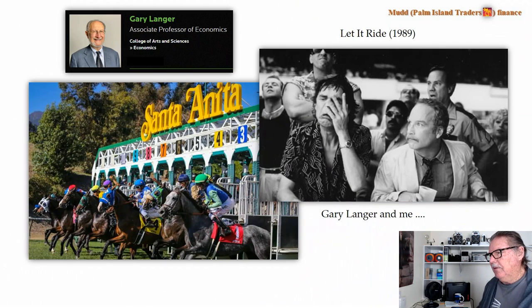Now, the person who really wrote the model is Gary Langer, who's pictured up here. It appears that he's still at the University of Rochester in Chicago at the College of Arts and Sciences. He's still listed on the faculty there. And he's older than I am, so he'd be in his late 70s, I would guess, by now.